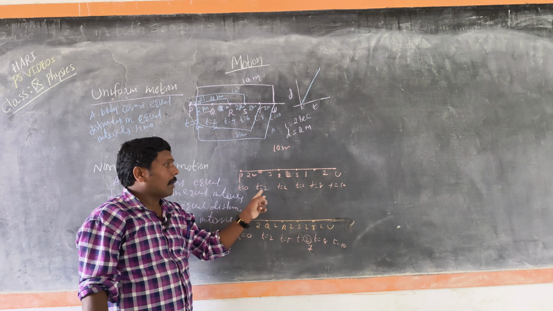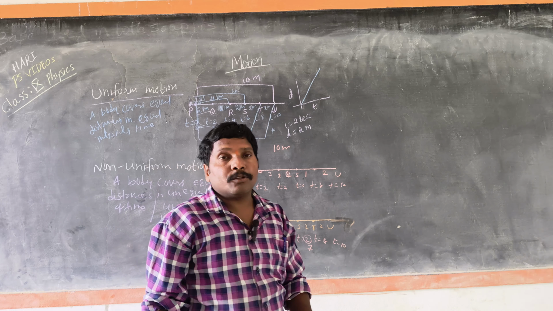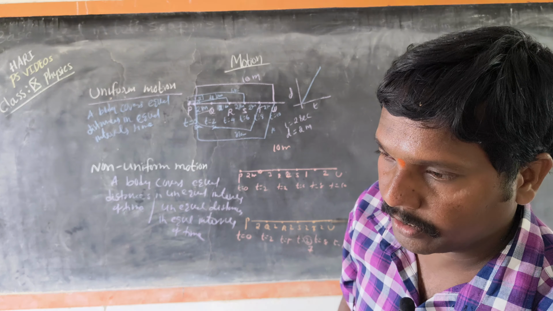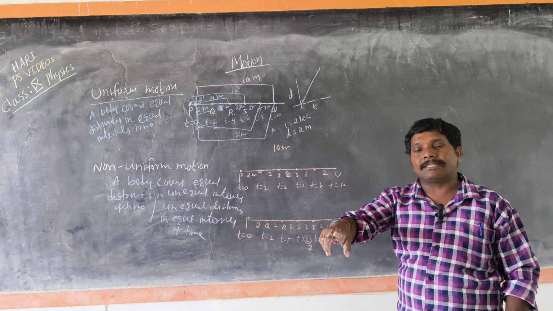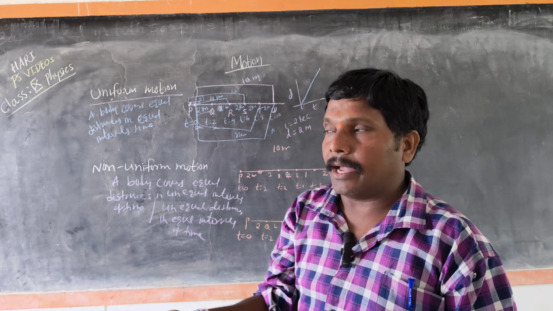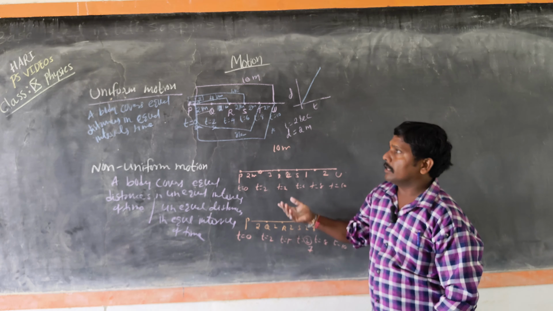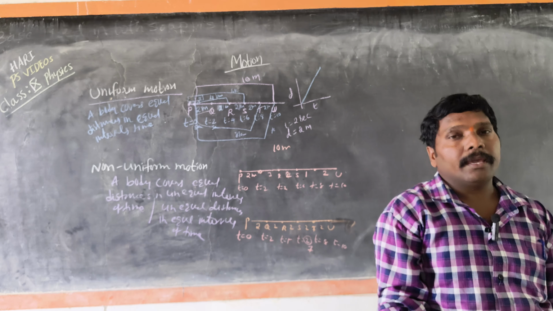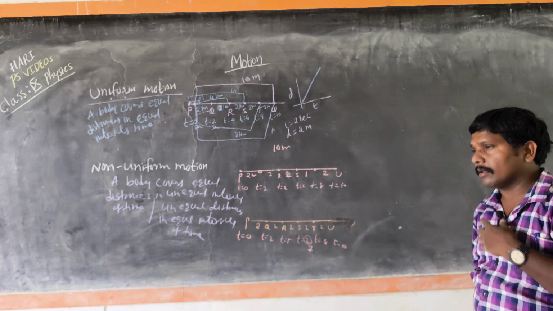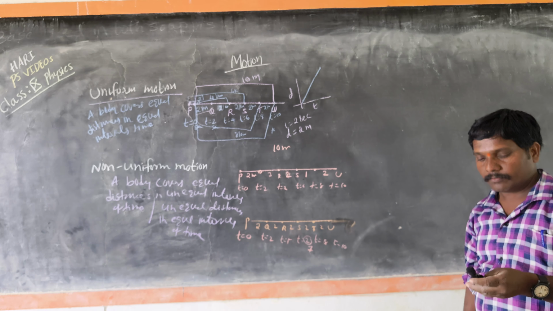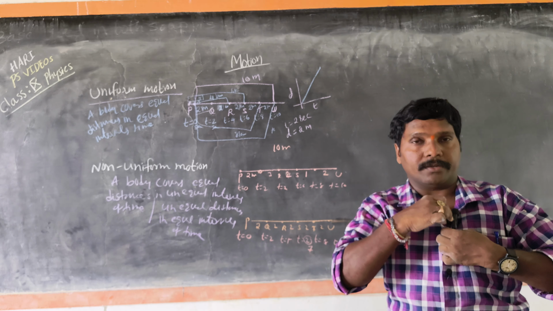In the earlier example, the time gap was the same, 2 seconds, but the distance covered was different. So a body is said to be in non-uniform motion when it covers equal distances in unequal intervals of time, or unequal distances in equal intervals of time. Then the body is said to be in non-uniform motion.